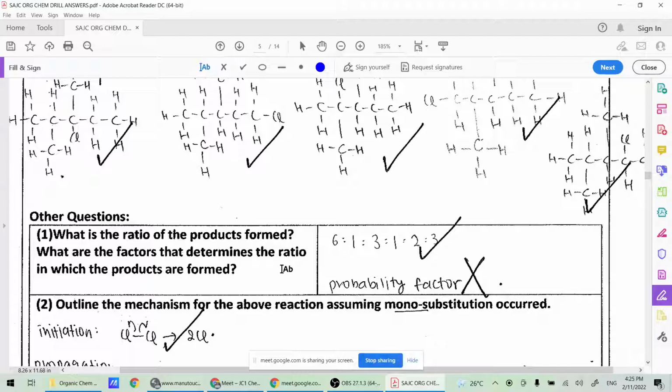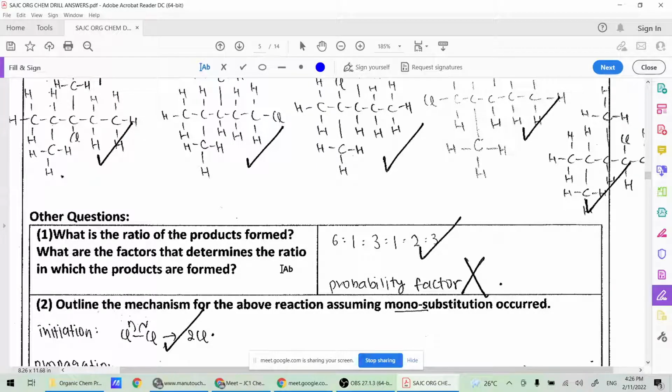So what's the ratio of the products formed? This question is not very clear-cut about which ratio they're referring to. Basically, the number of hydrogen positions that will give rise to the same product would be the ratio of the products formed. But this is not the exact expected answer, or rather the exact ratio that you will get when you carry it out.